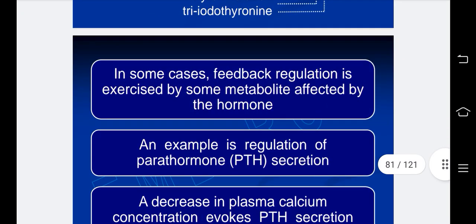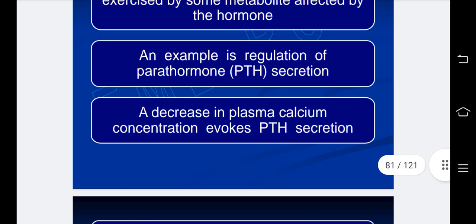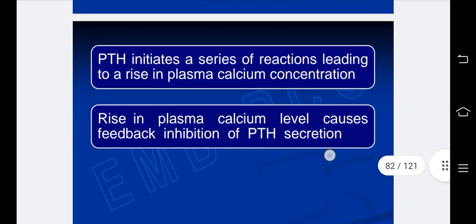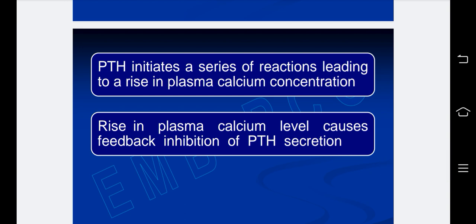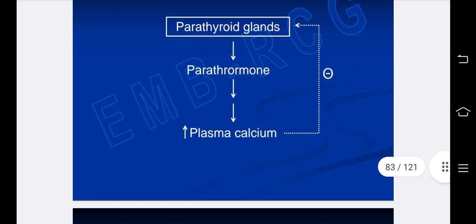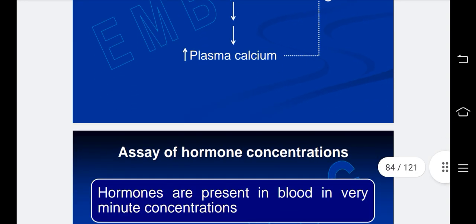In some cases, feedback regulation is exercised by some metabolite affected by the hormone. An example is regulation of parathormone secretion. A decrease in plasma calcium concentration evokes PTH secretion. PTH initiates a series of reactions leading to a rise in plasma calcium concentration. Rise in plasma calcium level causes feedback inhibition of PTH secretion. Parathyroid gland, parathormone, plasma calcium level increase.